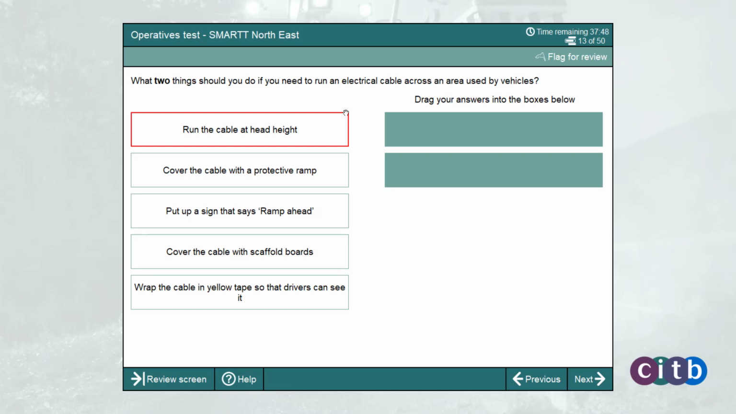What 2 things should you do if you need to run an electrical cable across an area used by vehicles? Run the cable at head height. Cover the cable with a protective ramp. Put up a sign that says ramp ahead. Cover the cable with scaffold boards. Wrap the cable in yellow tape so that drivers can see it.